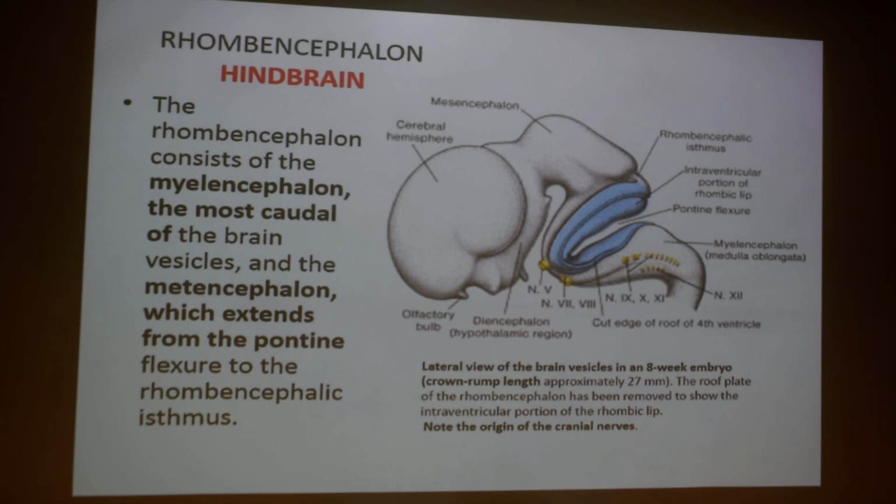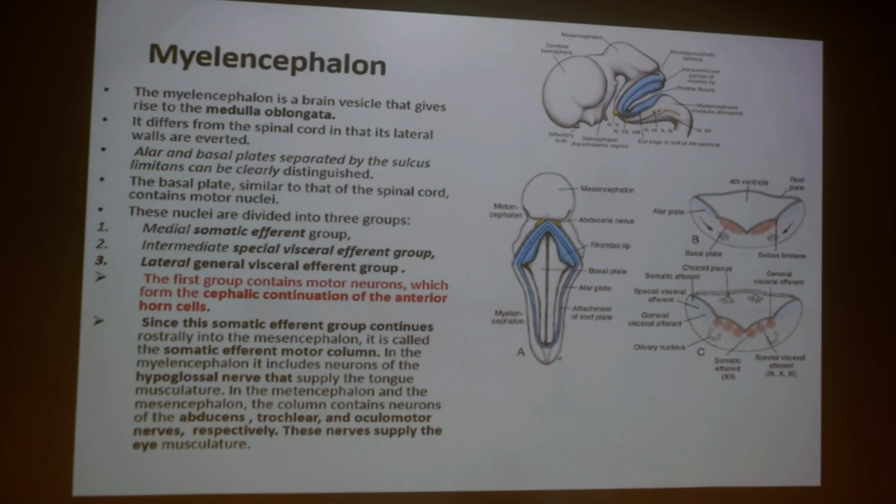So we are going to talk first about the myelencephalon, which is the medulla, and then we are going to talk about the metencephalon, which is going to give rise to the pons and cerebellum. Okay. So if you look at the myelencephalon, this is the part we are going to talk about, and this is the medulla. And as we said, it would have the alar plates and basal plates.